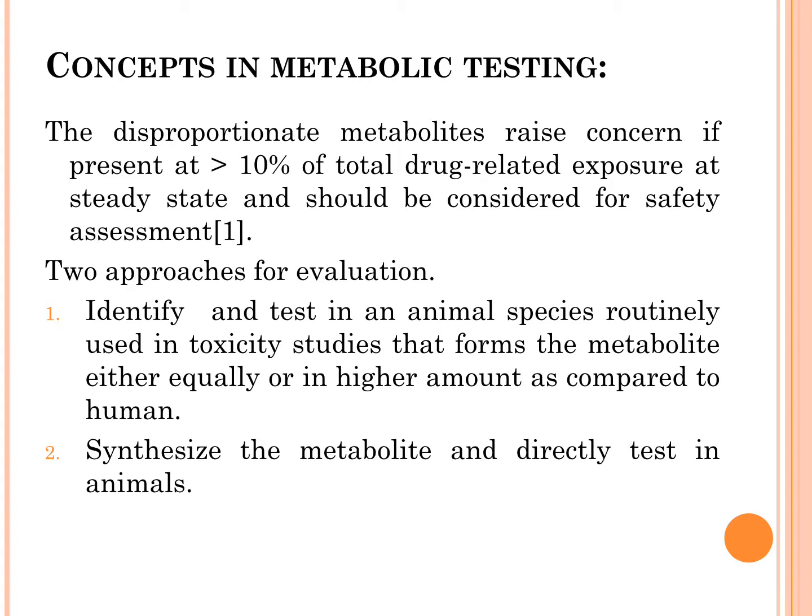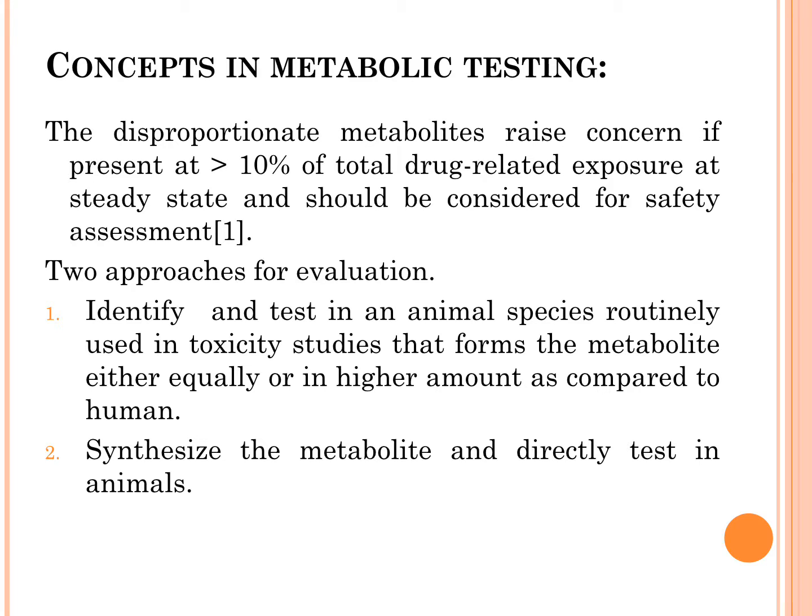Identification of the disproportionate metabolite should be done as early as possible in the drug development process, because identification in the late stage of drug development will adversely affect the drug development process, and that will also add up to the failure. That is why the disproportionate metabolite should be identified at the early phases of drug development, and if the disproportionate metabolite is present at more than 10% of total drug related exposure at steady state, then that is a concern. In that case, those disproportionate metabolites should be considered for safety assessment.